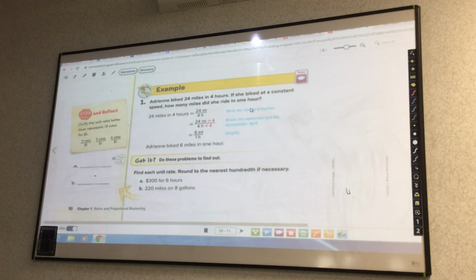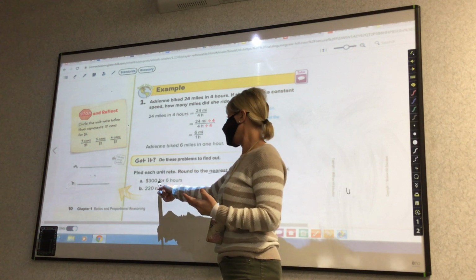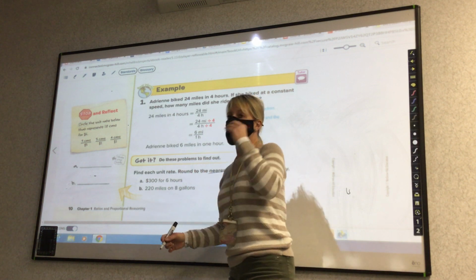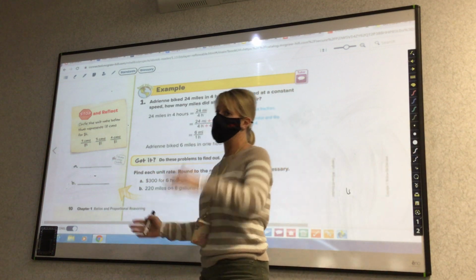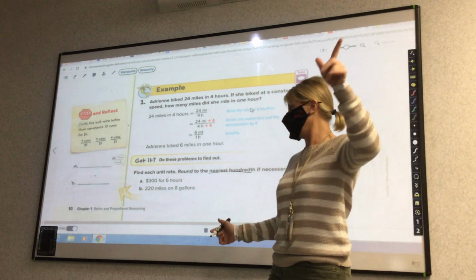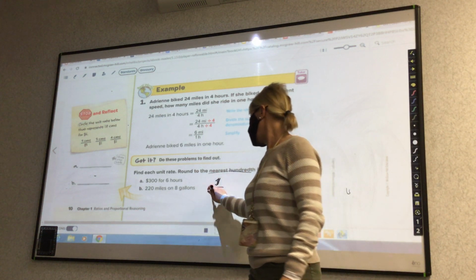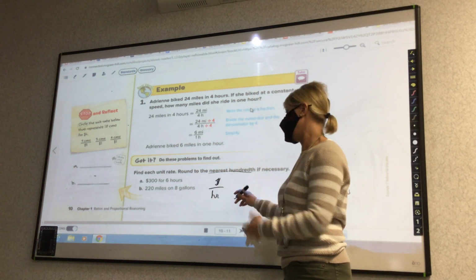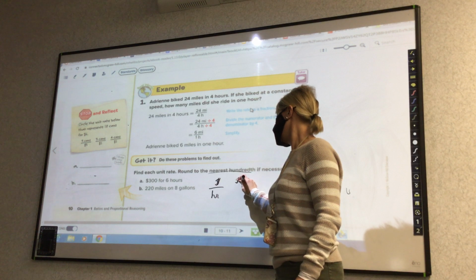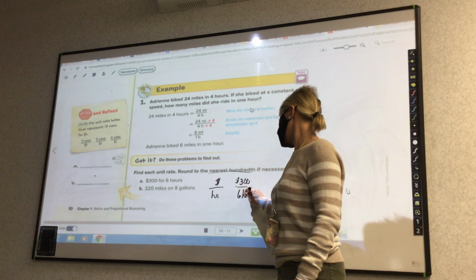To find each unit rate, round to the nearest hundredth if needed, or if necessary. That's important. We're going to round to the nearest hundredth. Now, we have $300 for 6 hours. I'm going to only start with labels. I know it gives me numbers with it, but what label goes on top? Anybody? Dollars. So I'm going to show dollars over hour. Did I put any numbers with it? No. Now my second one, I'm going to put in $300 for 6 hours.